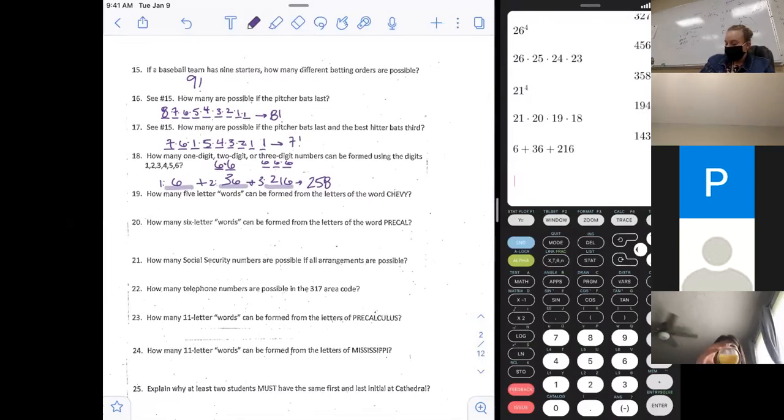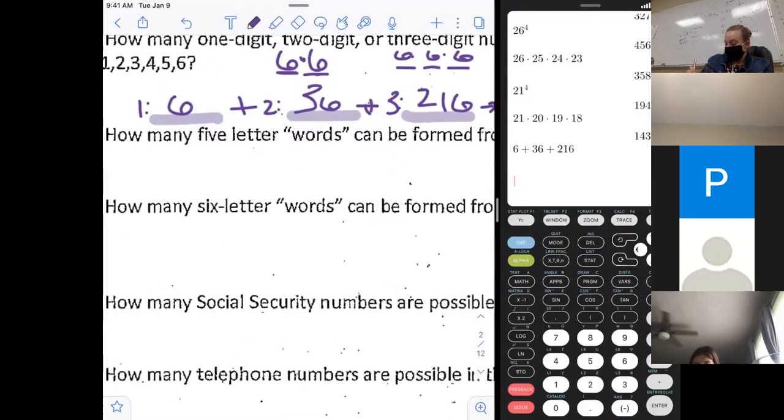It says, how many 5-letter words can be formed from the letters of Chevy? Anyone know what I do? We have 5 letters and we're arranging them, so you do a factorial, 5 factorial. I'm not going to plug that in. I'm sure you guys know how to do it.